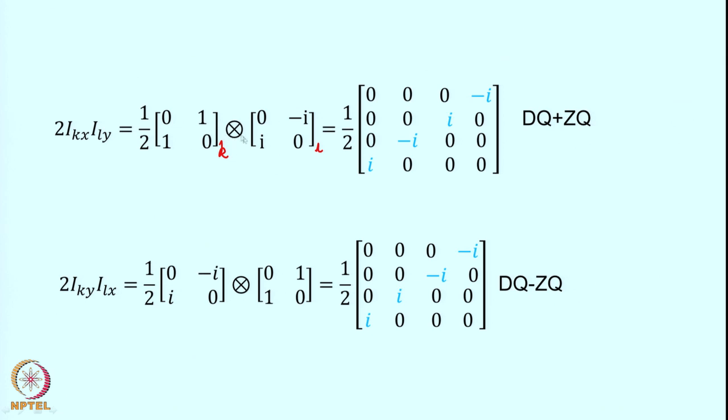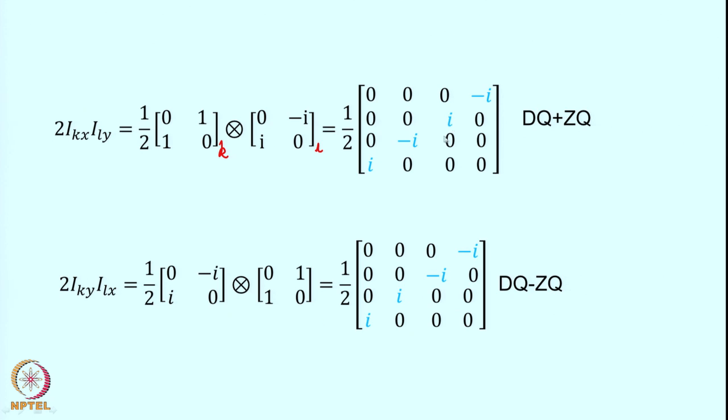Now I have to take the direct product of this, and then I get here 0 0 0 minus I, 0 0 I 0, 0 minus I 0 0, I 0 0 0. It is very interesting. You see which elements are occupied here. Remember, this was the beta beta state, and this side is the alpha alpha state. So alpha alpha to beta beta is actually a double quantum coherence. So this element represents a double quantum coherence. This is the 1,4 element of the energy level diagram, and this will be a double quantum coherence, and it has a minus sign, and it is I here.